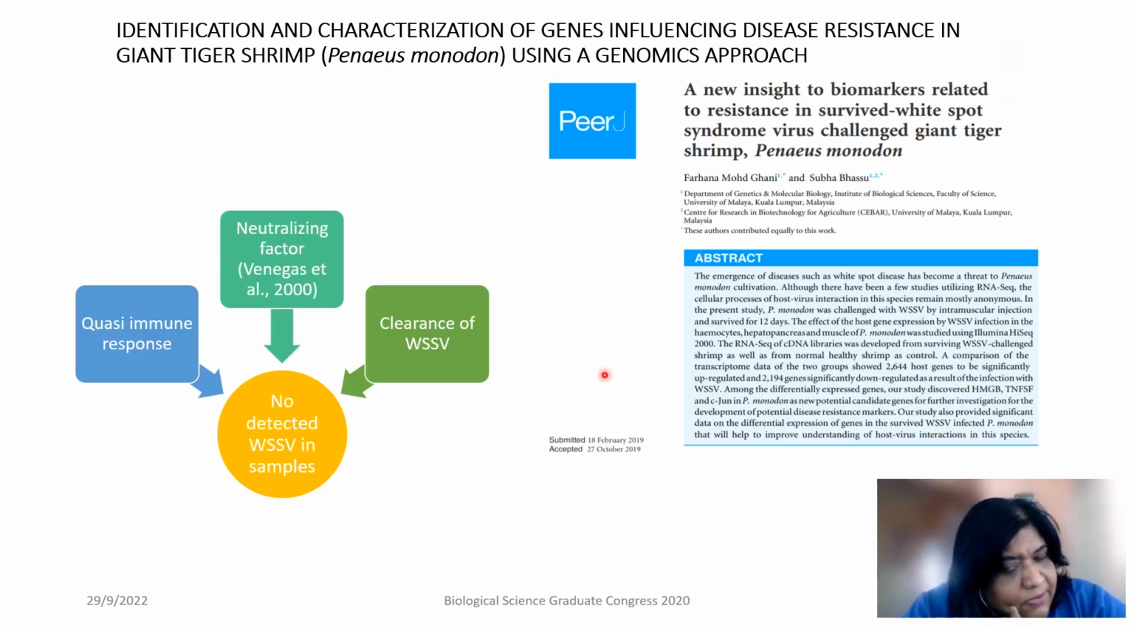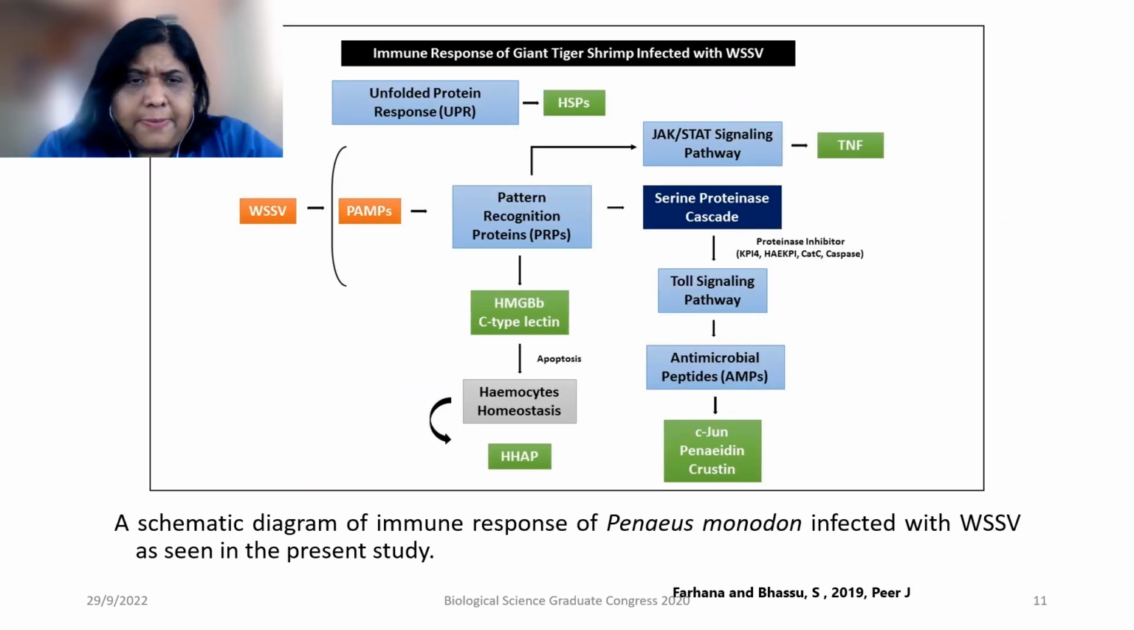Now, this is a paper we published in 2019. And we noticed that the shrimps that we use here are actually a shrimp that has been crossed between two different regions. One is from the Malaysian genetic line, and it was crossed with the Madagascar genetic line. And we noticed these shrimps have the ability to clear the WSSV virus, show a quasi-immune response, neutralize the factor, and survive. So this is where the breakthrough happened, where we noticed that we can actually enhance using genomics to elucidate the biomarkers related to shrimps.